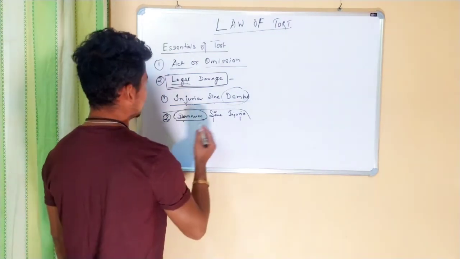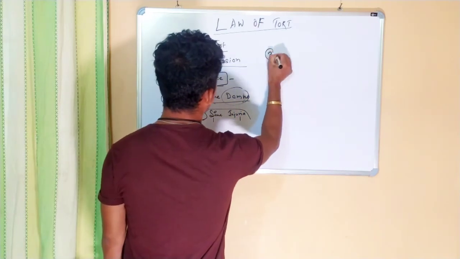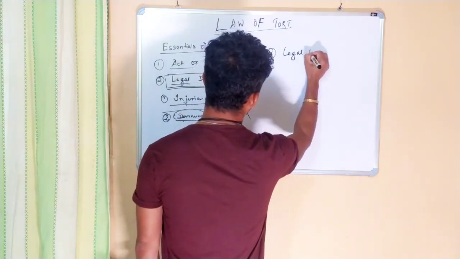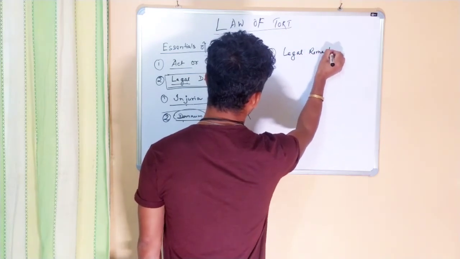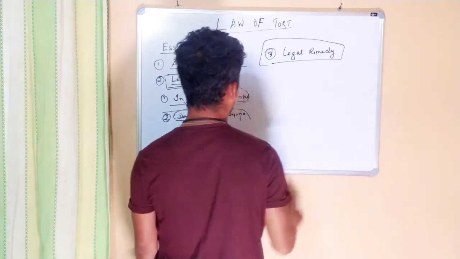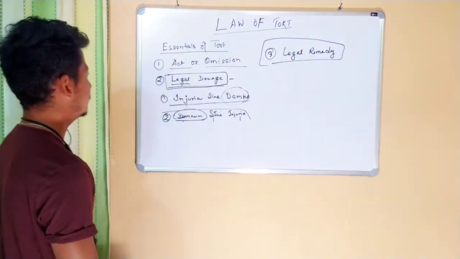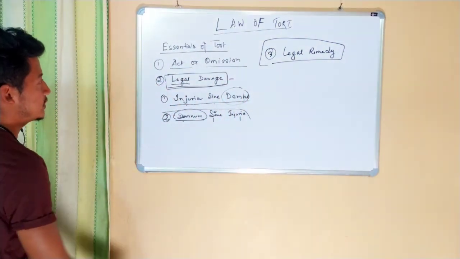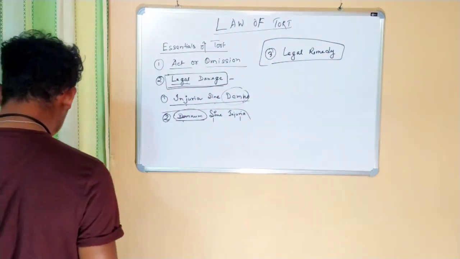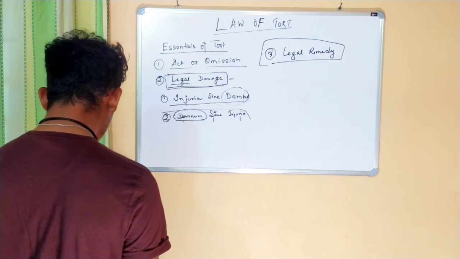And the last essential is legal remedy. So the third essential element to constitute tort is legal remedy.